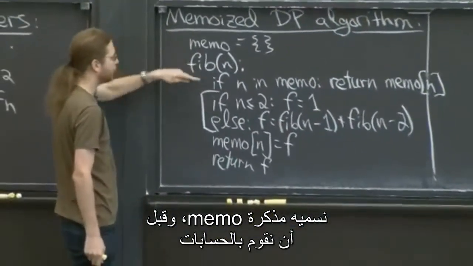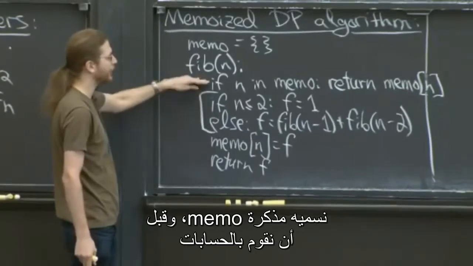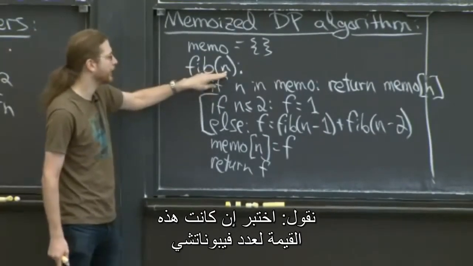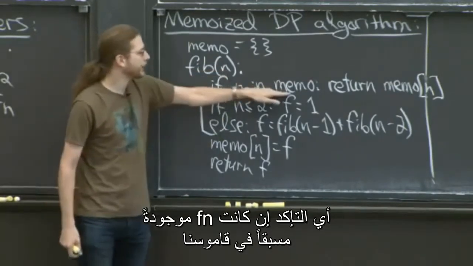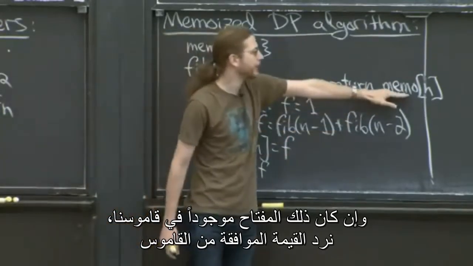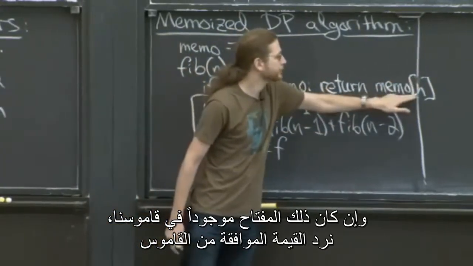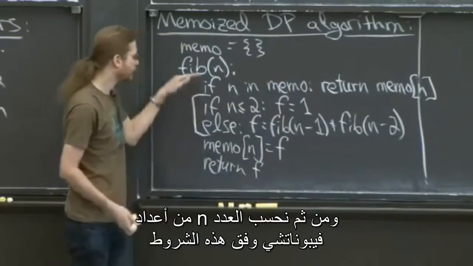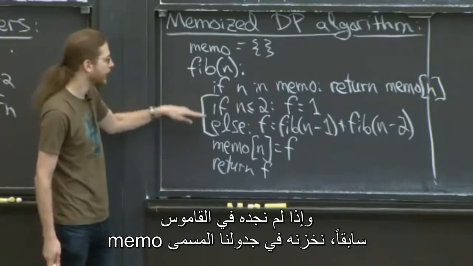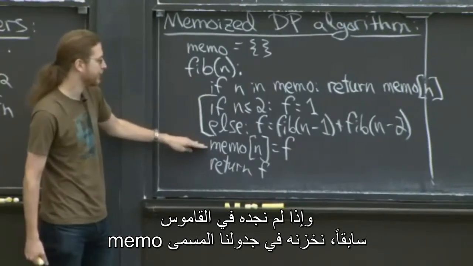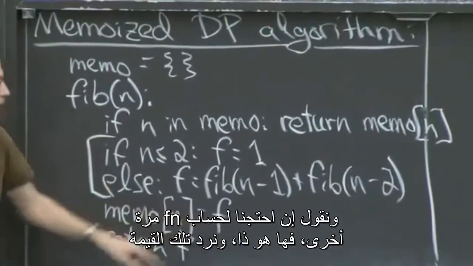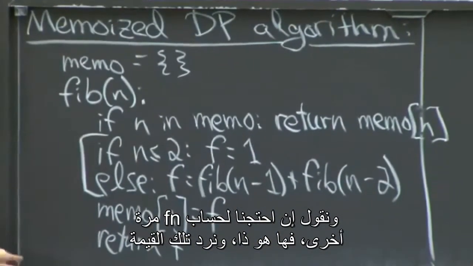And before we actually do the computation, we check whether this version of the Fibonacci problem, computing f of n, is already in our dictionary. So if that key is already in the dictionary, we return the corresponding value. And then once we've computed the nth Fibonacci number, if this didn't apply, then we store it in the memo table. So we say, if you ever need to compute f of n again, here it is.